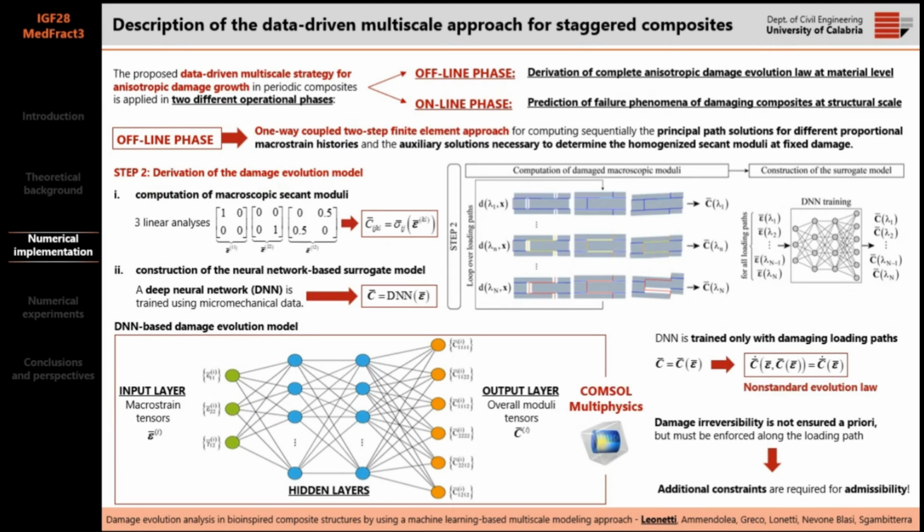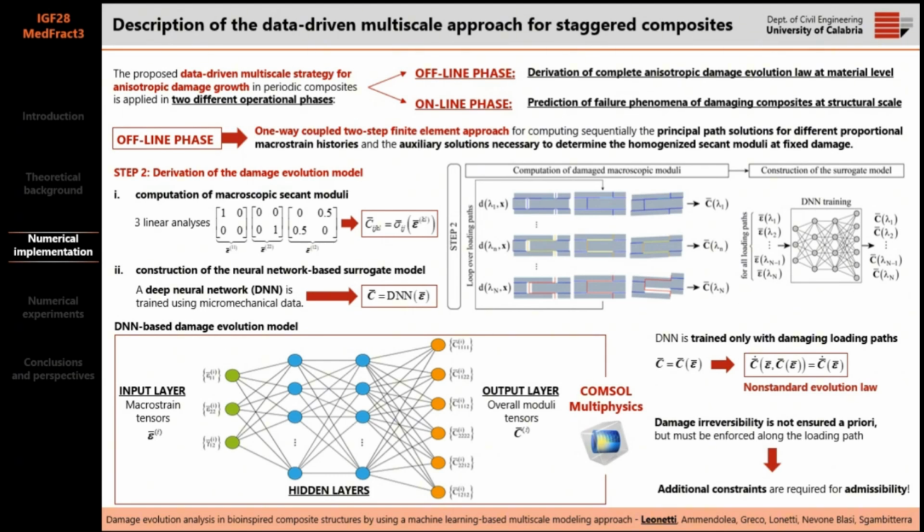Once we derived the microscopic moduli by standard homogenization approaches, we use a deep neural network to derive a damage-type surrogate model to predict damage starting from the micromechanical data obtained in the first step. So once trained, this neural network is capable of using as input the microstrain tensor components to predict the overall moduli tensor components, the 6 moduli in the 2D setting.